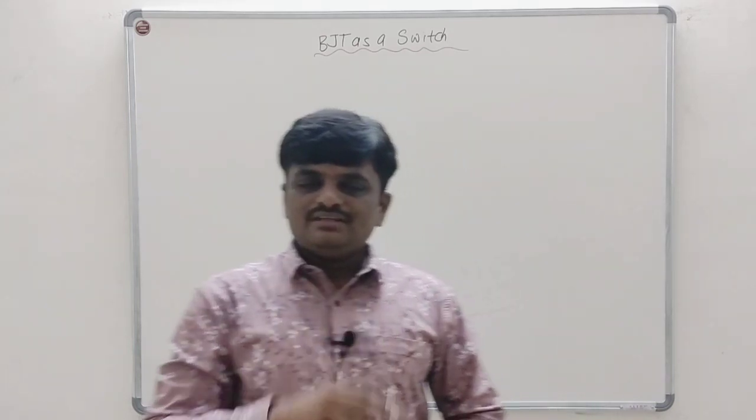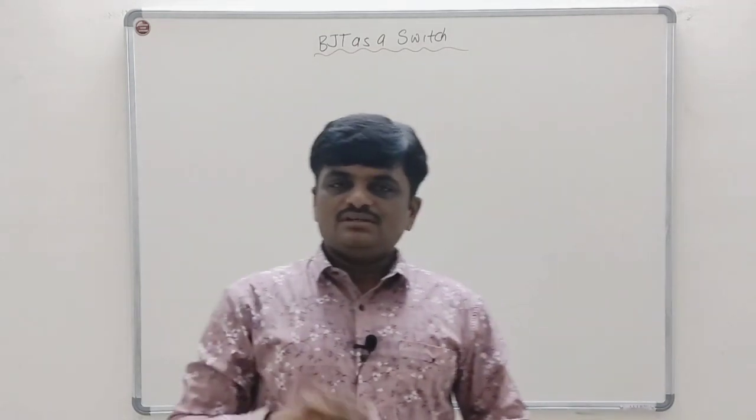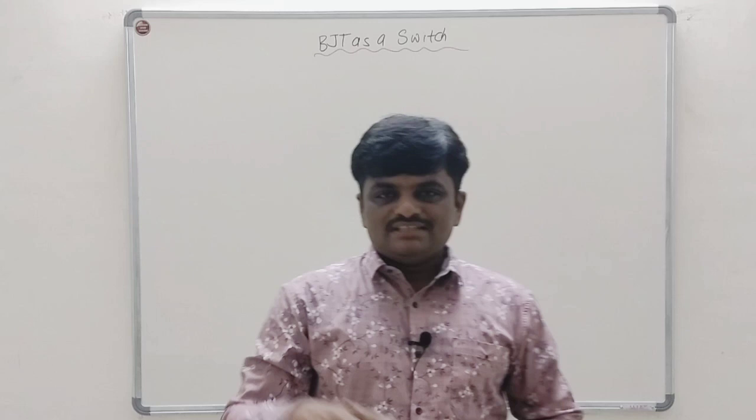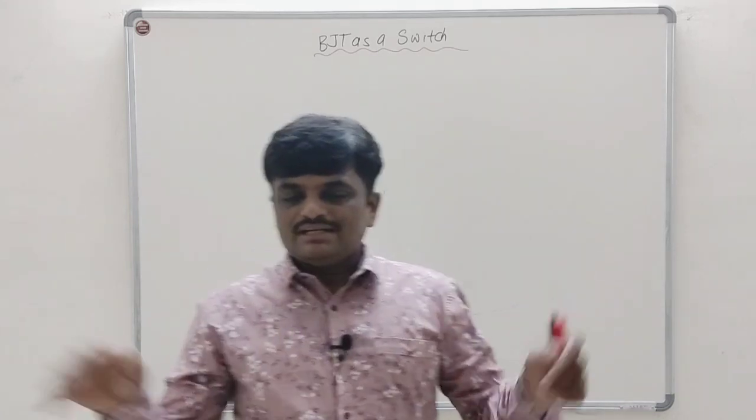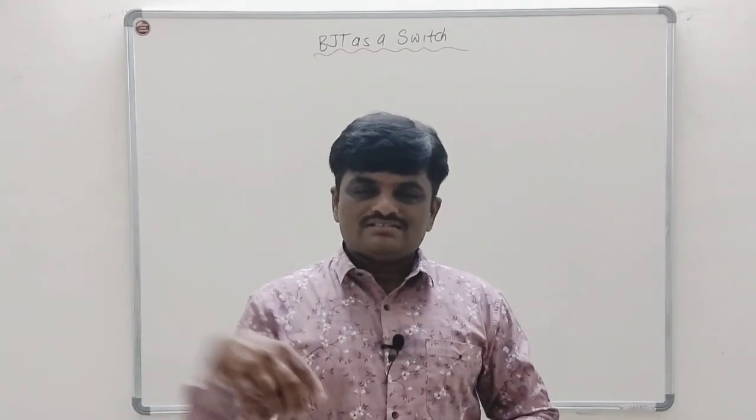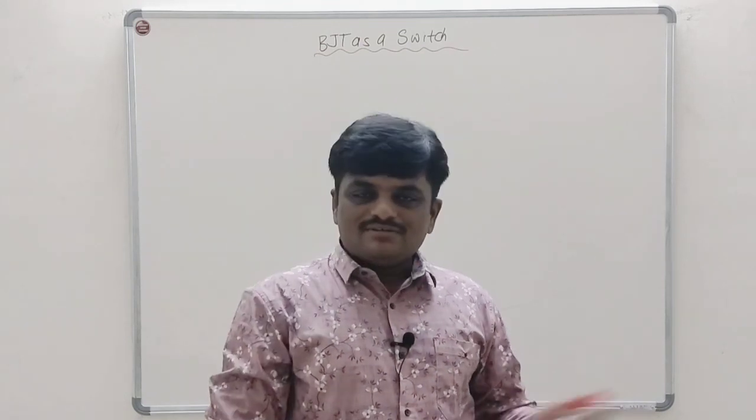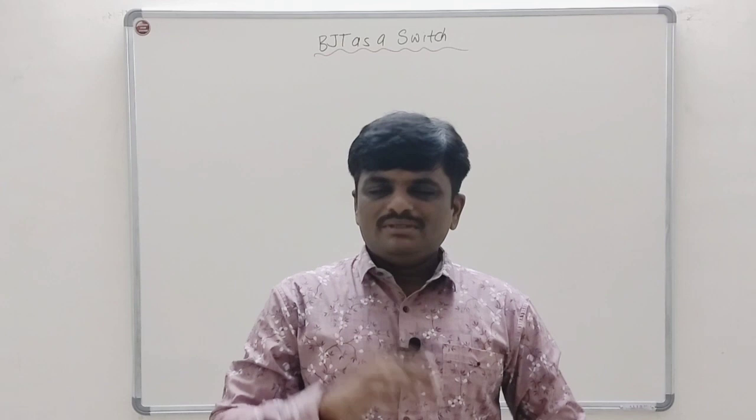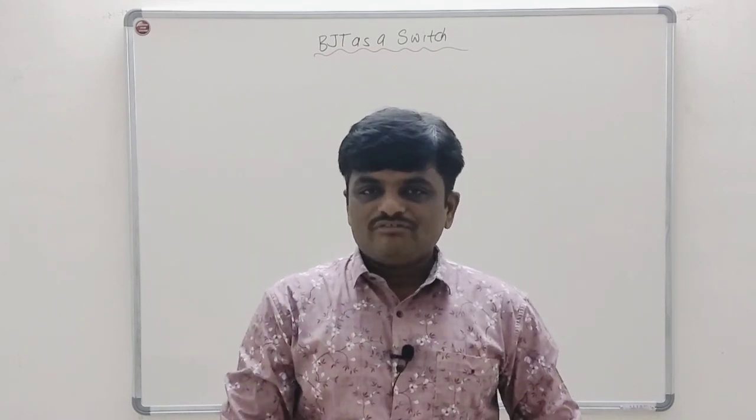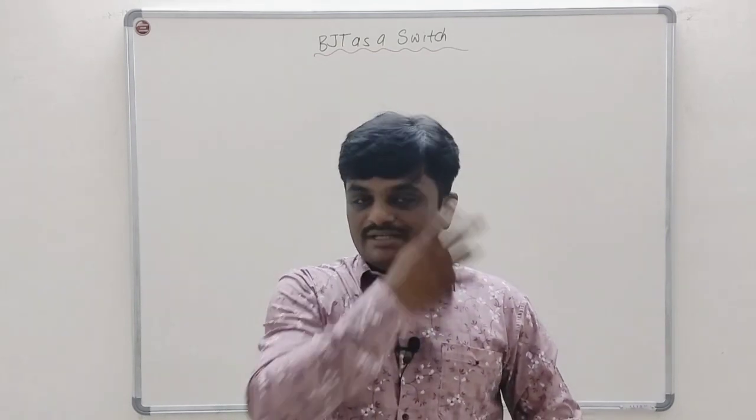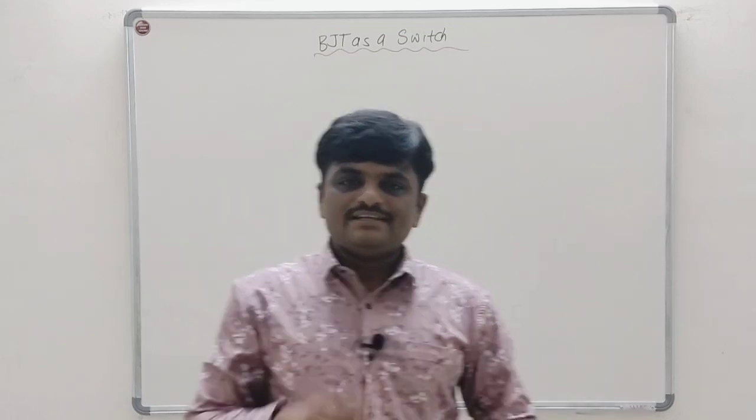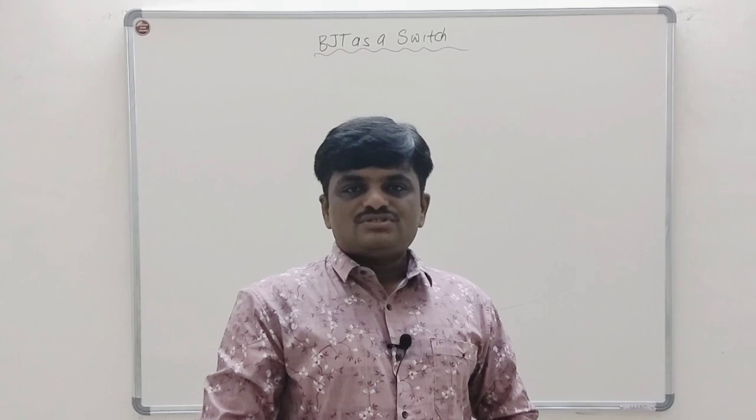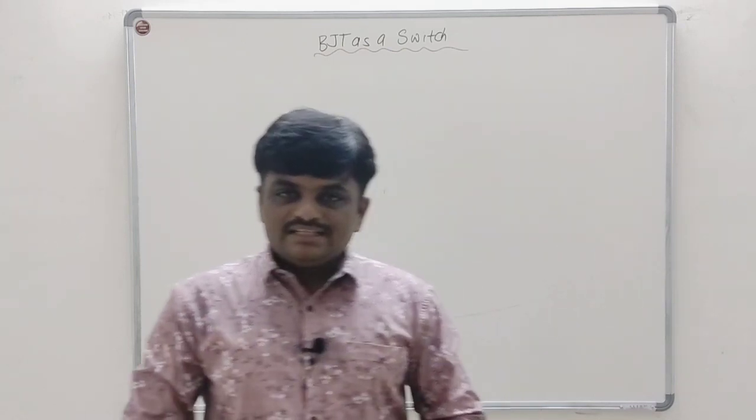Here we will consider the most widely used configuration of BJT, that is the common emitter configuration, because it has moderate voltage gain and moderate current gain, and hence its power gain is more as compared to the common base and common collector configurations. And in the common emitter configuration, we will consider the NPN transistor, because in an NPN transistor the majority charge carriers are electrons, and electron mobility is greater than hole mobility. So that is why we will consider the NPN transistor.